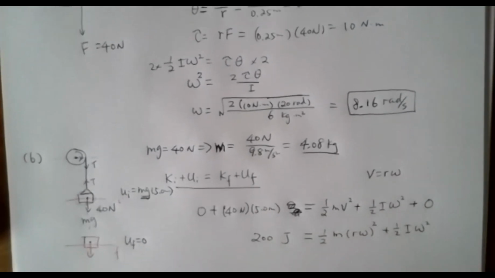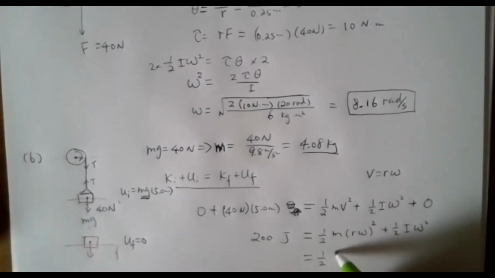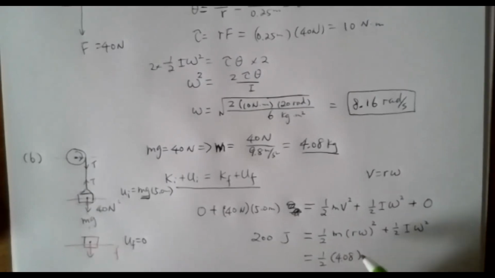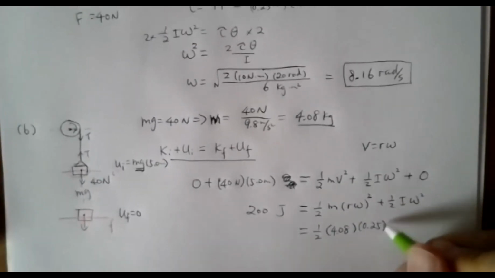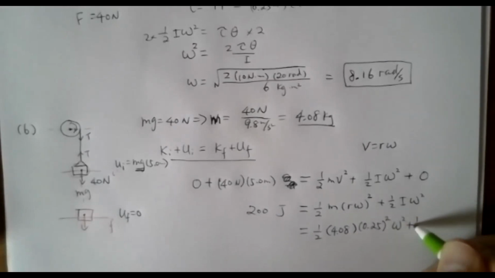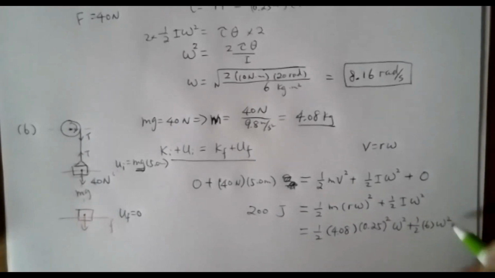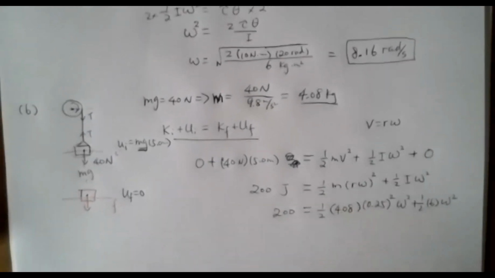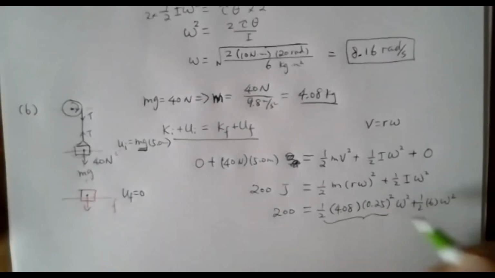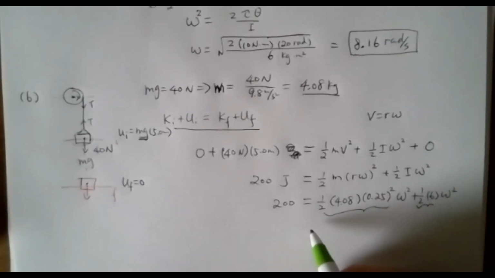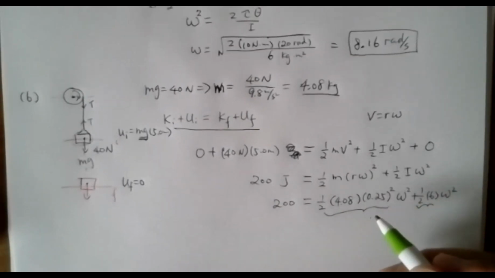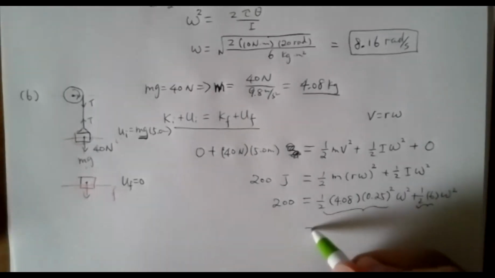So this is 1/2, the mass is 4.08, and r is 0.25 meters. I'm going to leave out the units because I know everything is in SI units already. So r square omega square plus 1/2 times 6 omega square equals 200. This one and this one will combine, and then omega final will be solved.